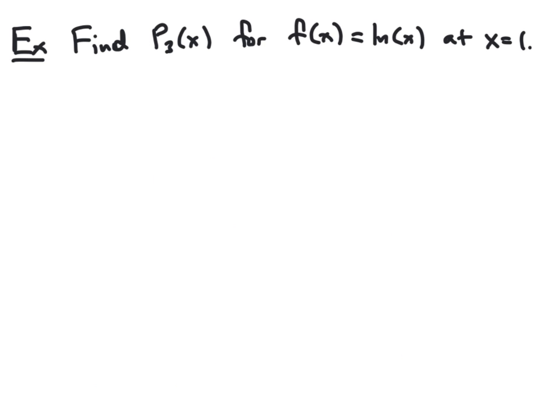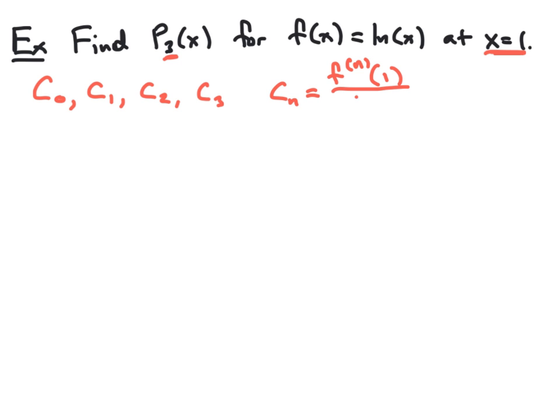In this example, we want to find the third Taylor polynomial, p sub 3 of x, for the function f of x equals natural log of x at x equal to 1. Since we're looking for p sub 3, or the third Taylor polynomial, we need to find the values of the first four coefficients in the Taylor series for our function, which are c0, c1, c2, and c3, where we have c sub n being given by the nth derivative of our function evaluated at 1, since we want the polynomials about x equal to 1, divided by n factorial.